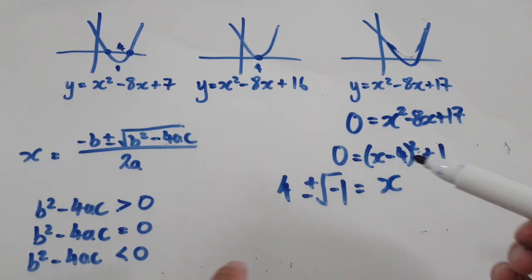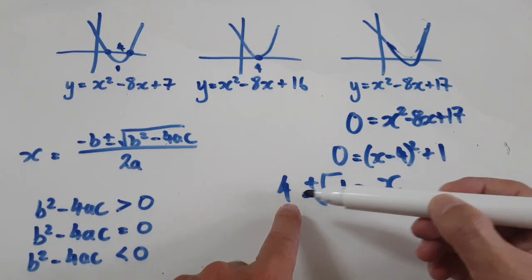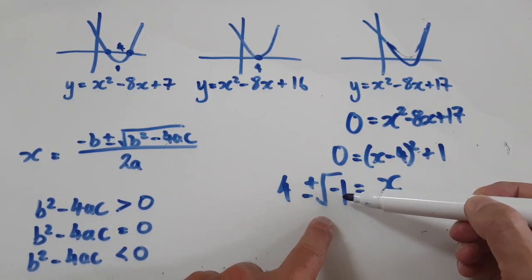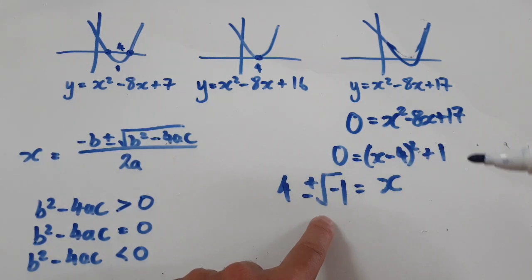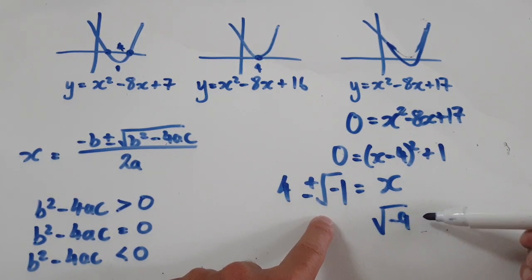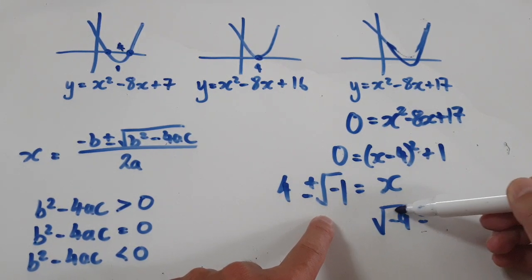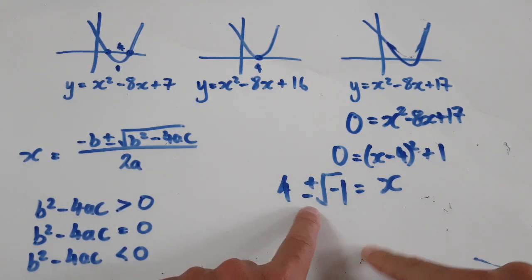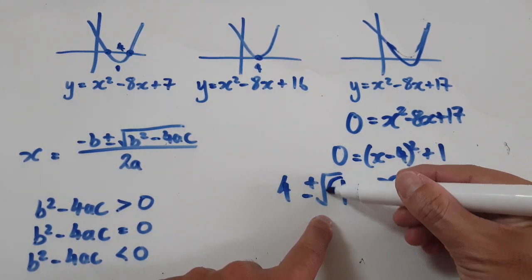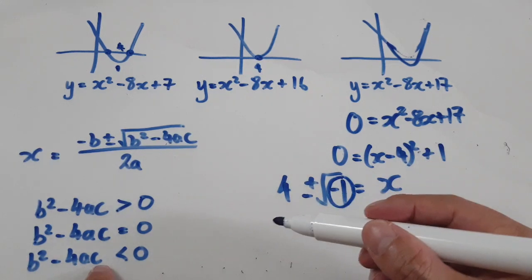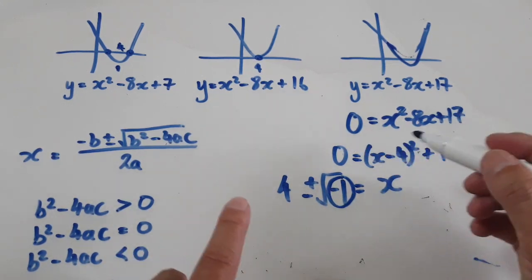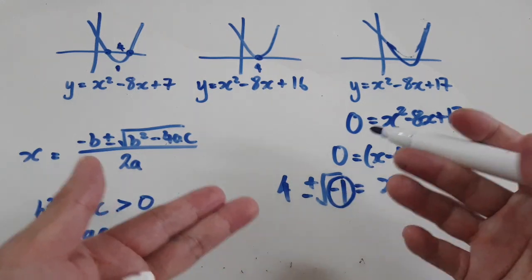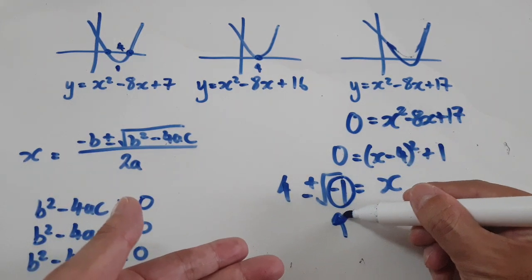So what that means here is, it's saying the solutions would be 4 plus or minus the square root of a negative number. You can't square root a negative number. What's the square root of negative 9? You can't do it. As far as you're concerned, you can't square root a negative number. So whenever you encounter this discriminant being less than 0, you're going to be asked to square root a negative number, and that can't be done as far as you're concerned.